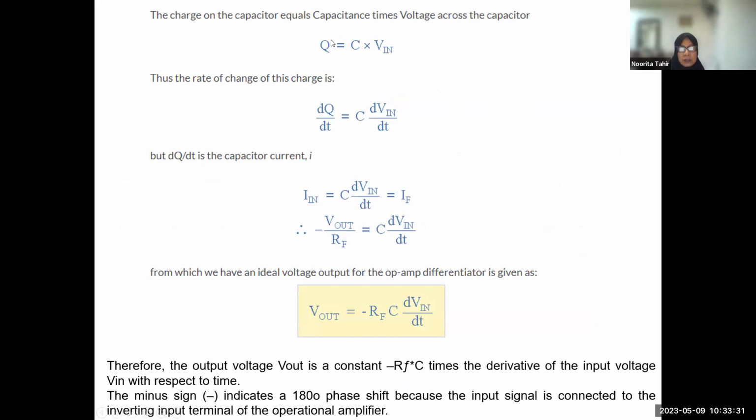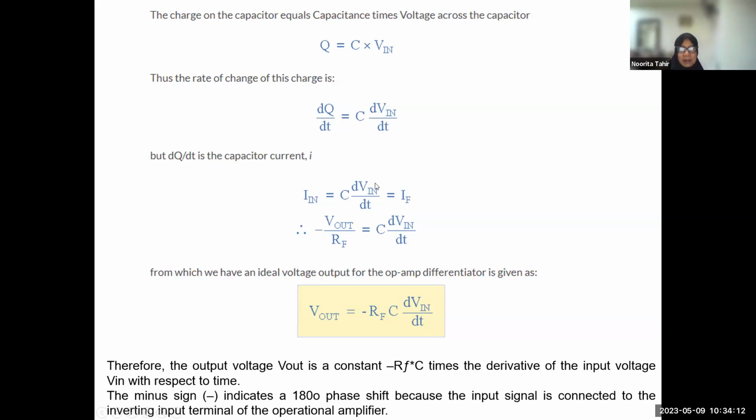The charge of the capacitor will equal the capacitor times the voltage. Because we are talking about time, differentiator is d/dt, so dQ/dt. The charge of the capacitor will be C, the value of C, times Vn. So the rate of change of the charge, we differentiate Q, so dQ/dt is equal to C, which is normally constant, times d/dt of Vn.